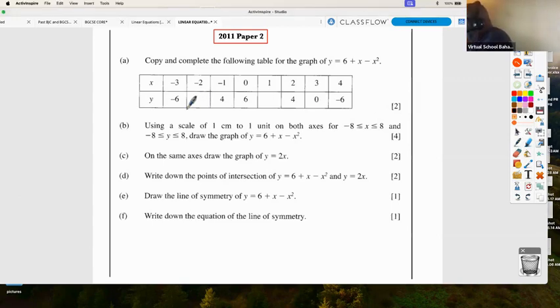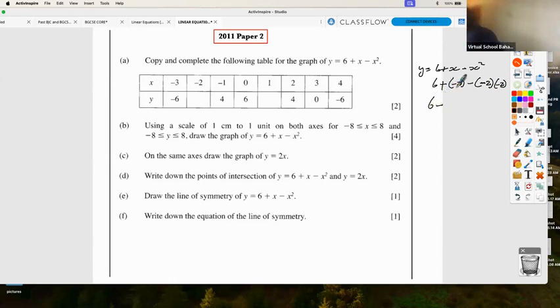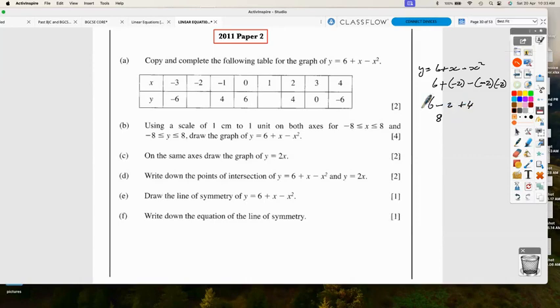All right. Work out the values of these two points for me. Always start with the equation y equals 6 plus x minus x squared. So it will be 6 minus 2, minus, what is x squared? Minus 2 times minus 2. So 6 minus 2, minus and minus is plus 4. So 6 minus 2 plus 4 is 8. Everybody agree with me? Yes, sir. So this value here would be 8.